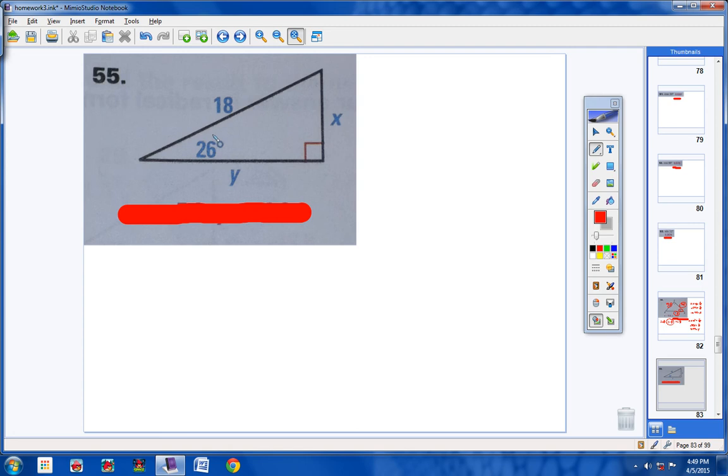Okay, they give us this angle here, so we're going to circle it. Go straight across. This is my opposite. Here's your 90. Go straight across. This is your hypotenuse. And this will be your adjacent.